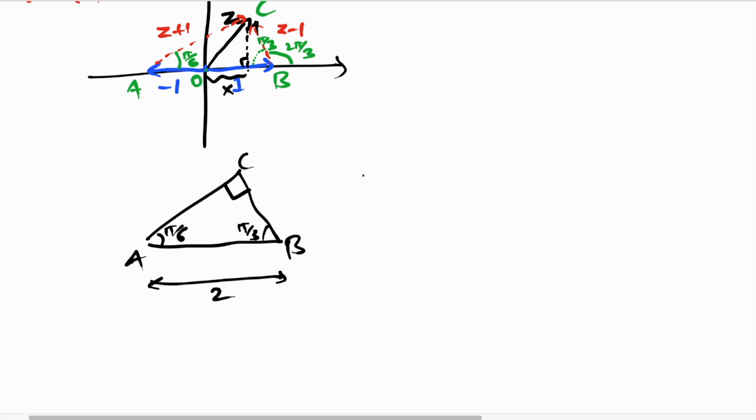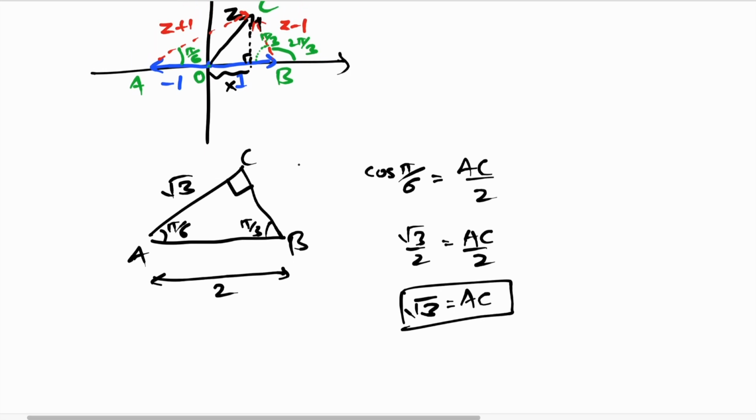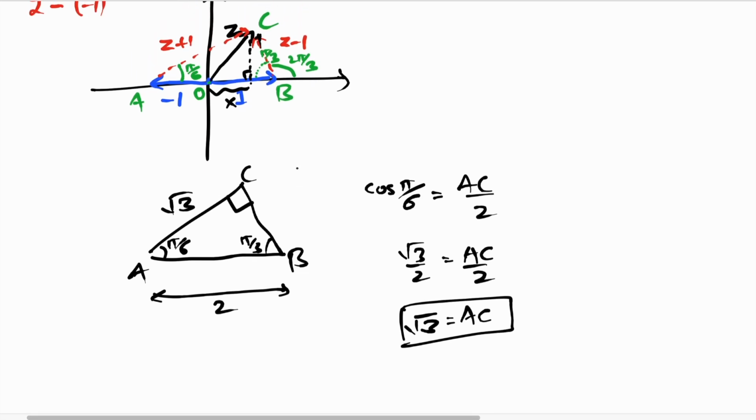So cos pi by 6, I can say, is AC over the hypotenuse 2, and cos 30 is root 3 by 2. So the measure of side AC equals root 3. So AC equals root 3, and finding BC is not important as of now, so I'll just find AC as root 3 here.